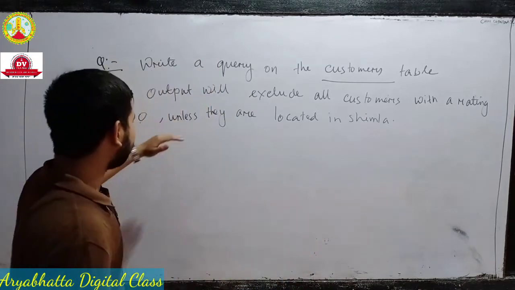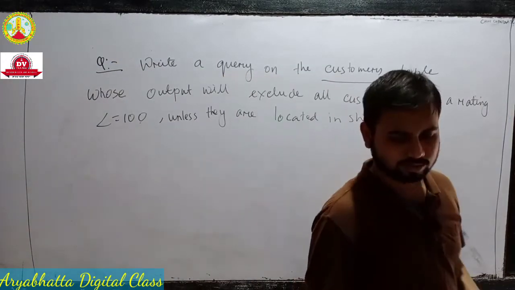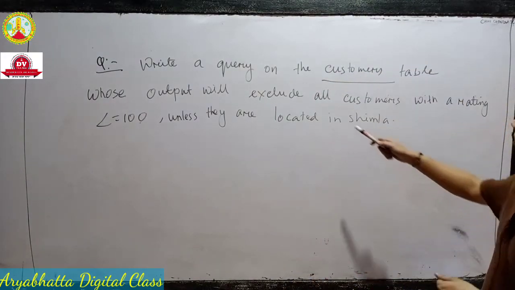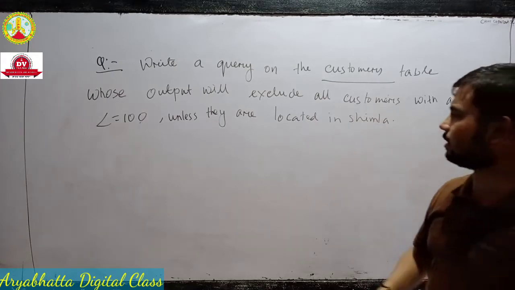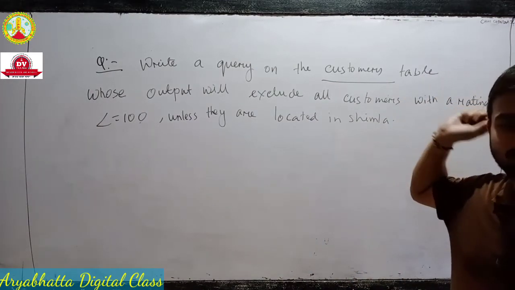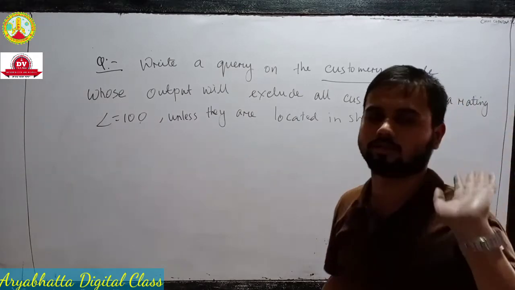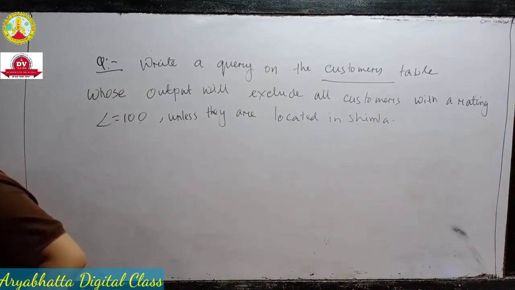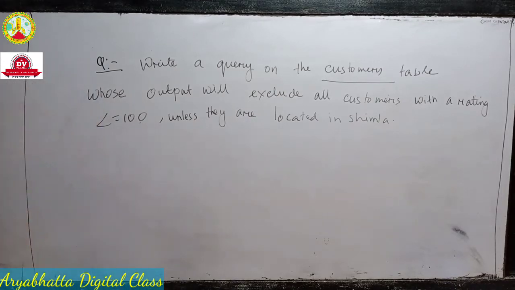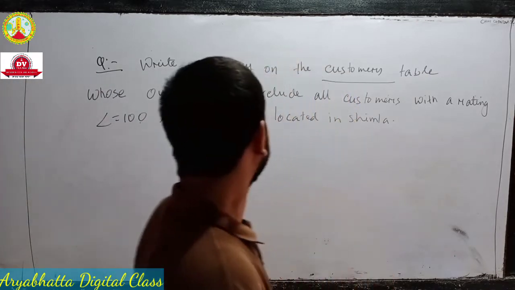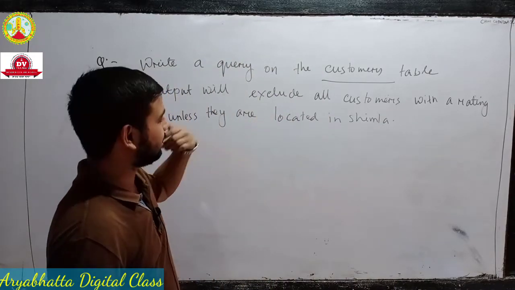The other condition is: unless they are located in Shimla. Means there are two conditions for exclusion. One condition is to exclude all the customers with a rating less than or equal to 100, unless they are located in Shimla. If they are located in Shimla, they are not excluded. Unless they are located in Shimla means those who are not in Shimla are excluded, but those located in Shimla are included.